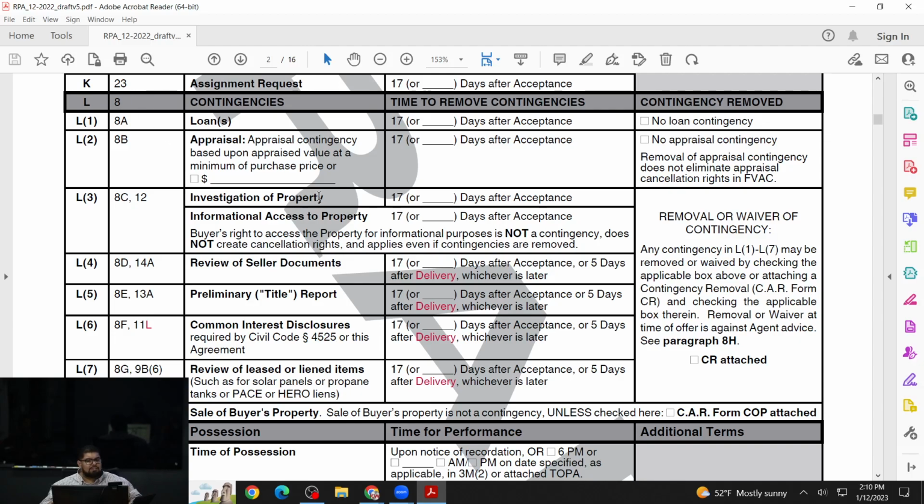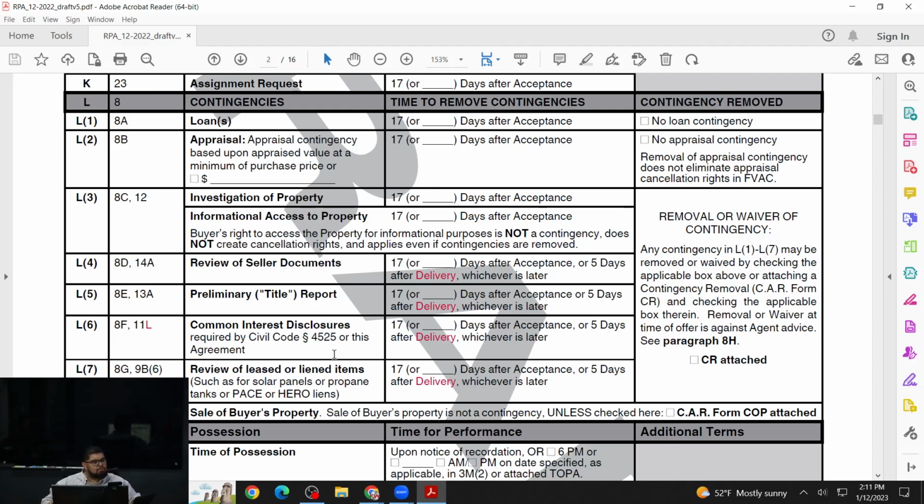Investigation of property is what? Inspection, termite. No, that falls under a different area. Review of seller documents. What is that? Disclosures, or any additional documents that are involved in that. Preliminary title report. What is that? The title report that we know as the prelim comes from who? The title insurance company that was selected on the contract.